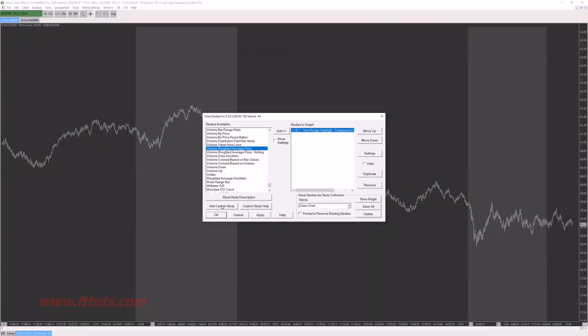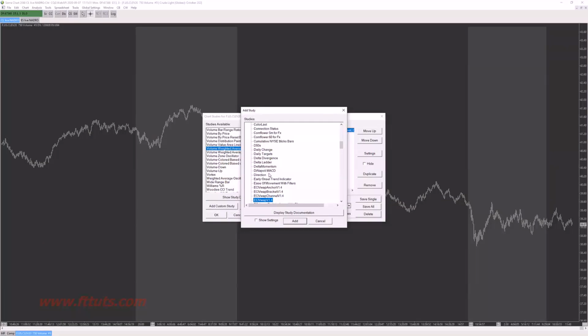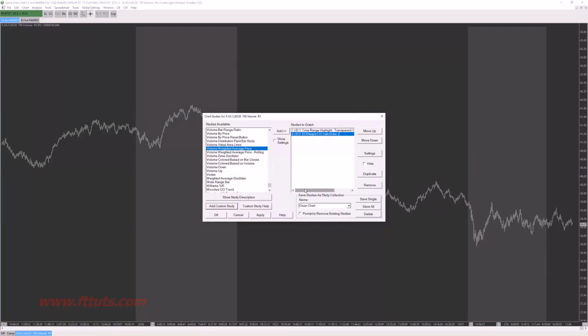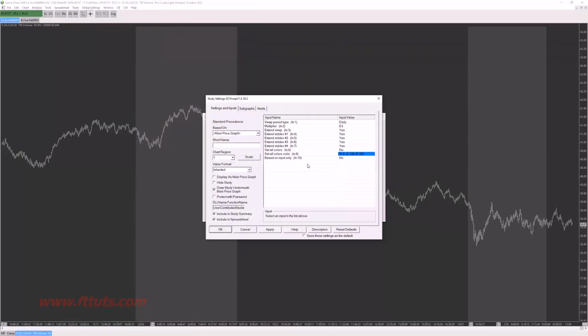I like a custom study. It's called ECI VWAP. All you do is go to your user contributed studies in this list and just start typing in EC, and it'll get you here. There's several of them, but just the basic one, ECI VWAP version 1.4. So we can add that to our chart. We can go to its settings.